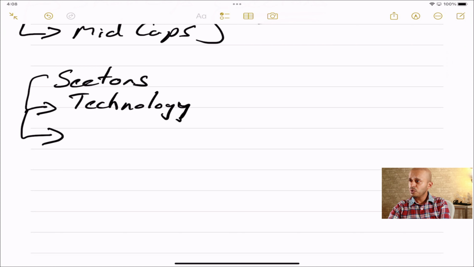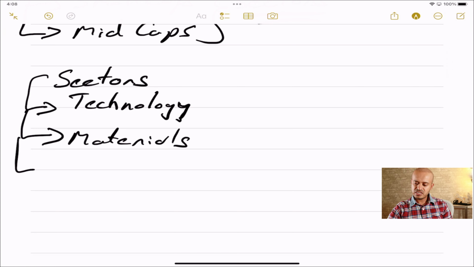So technology would be one of them. You could choose materials, any suppliers that have materials. You can have utilities as another one of them.